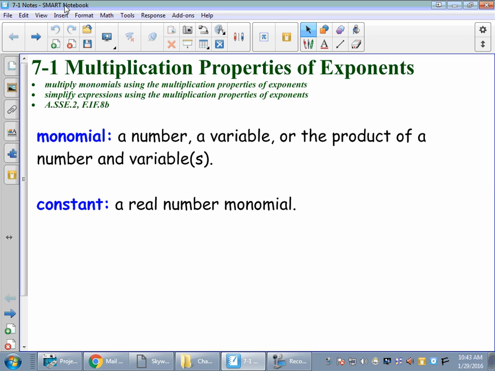So to begin, we've got some vocab. A monomial is a number, a variable, or the product of a number and variables. Mono means one, so it's one term of a bunch of numbers and variables being multiplied together. Product is multiplication. A constant is where the monomial is a real number. There are no variables with it. It's just going to be that number.